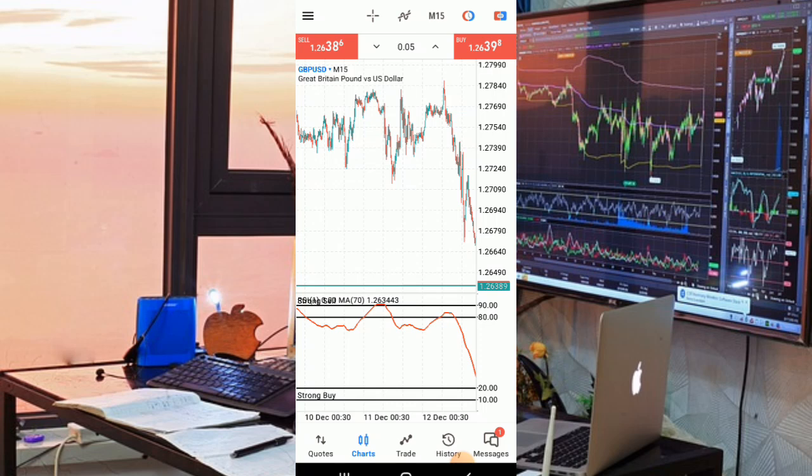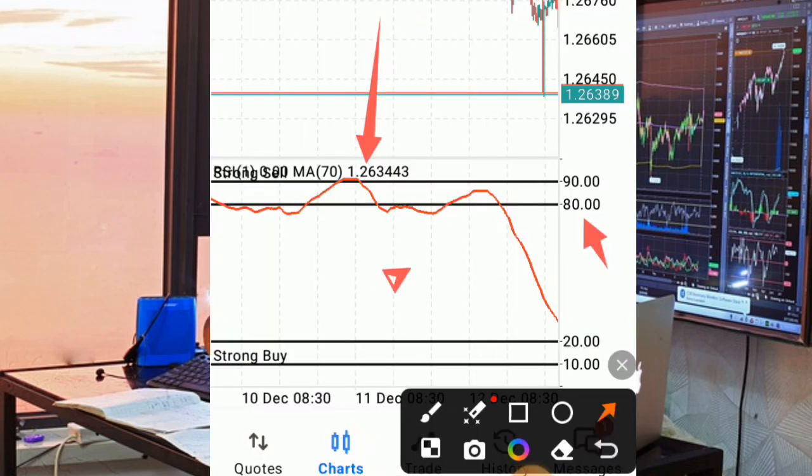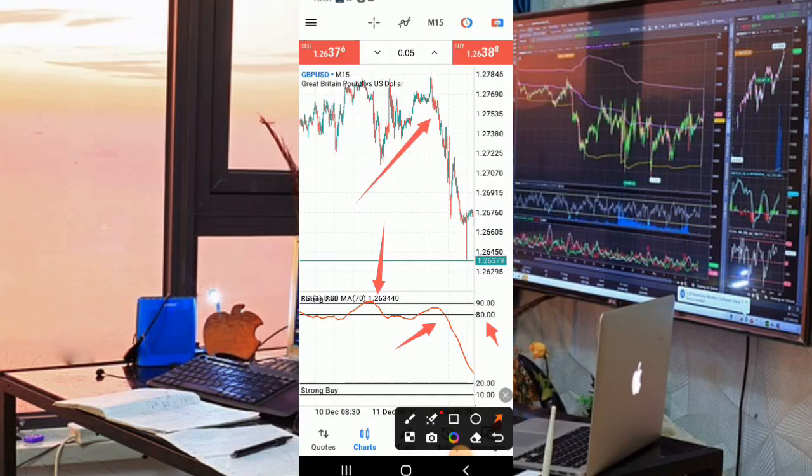So what is going to happen is that you are going to wait for price to touch the 90 line level like this. So this is price touching the 90 line level, and we are going to wait for price to be below the 80 line level. So this is the 80 line level, and now price is coming below the 80 line level. So that is our first confirmation, and you are going to go up there now and look for a bearish engulfing candle if you want to be selling. So let's go up there.